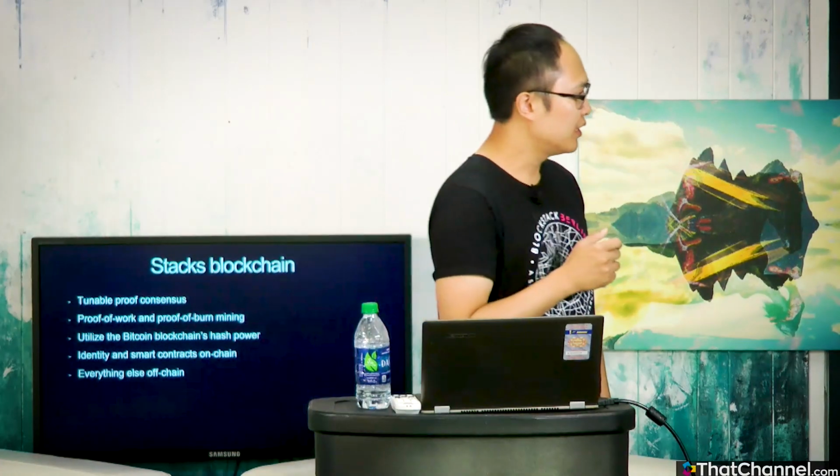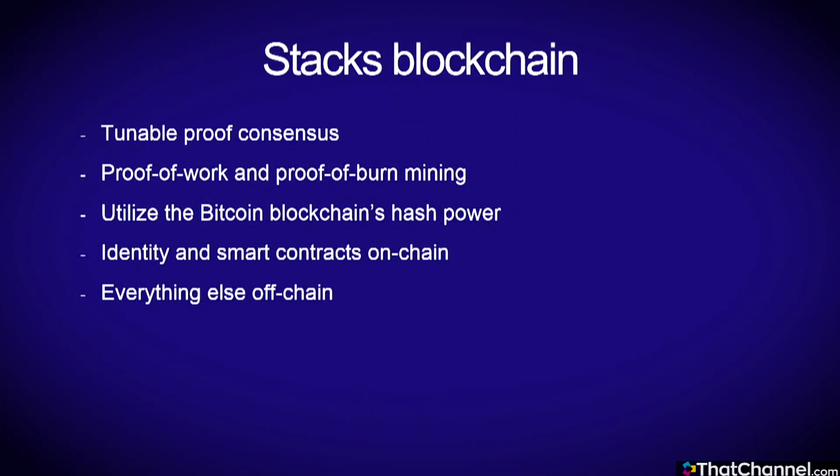So we've built the identity system and smart contract system on-chain. And our philosophy is that only the most critical components that need this sort of secure system will be on-chain. Everything else should be performed off-chain. This is in contrast to Ethereum's way of putting everything onto the chain and building a world computer. We don't think that's ultimately scalable when you have millions and millions of users.